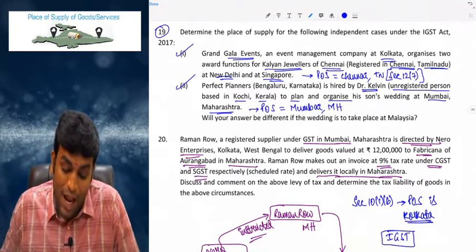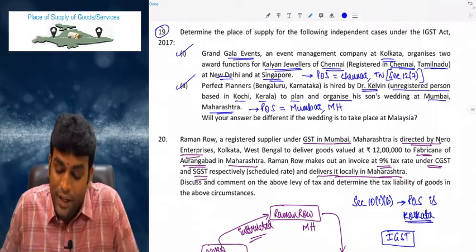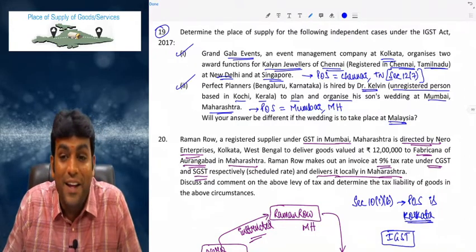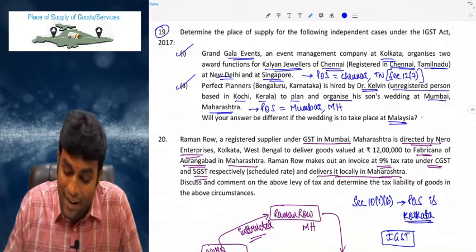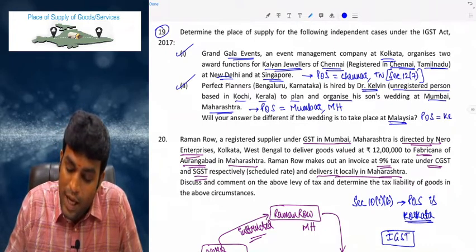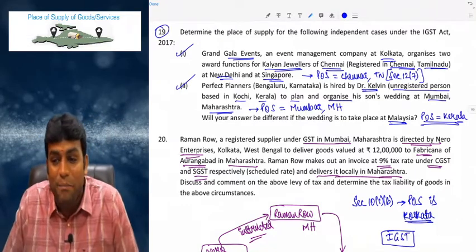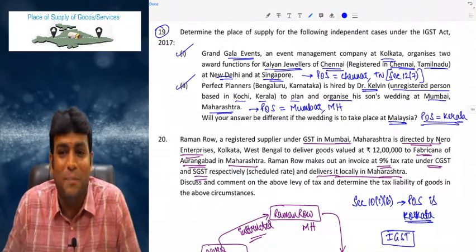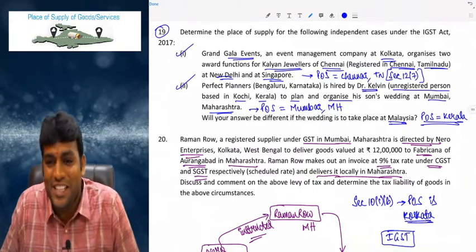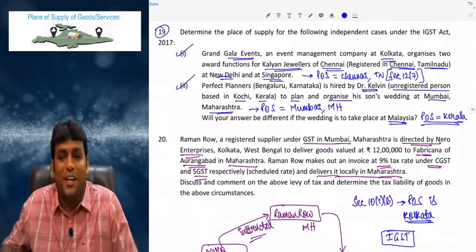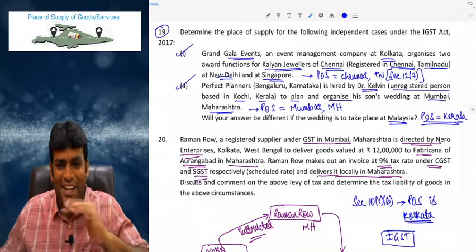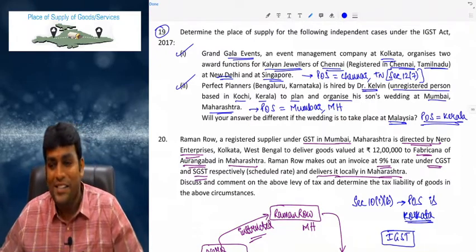Will your answer be different if the wedding is to take place in Malaysia? That means the wedding is outside India. Then POS will be Kerala. Why? Because if the wedding is outside India, then POS will be the location of the recipient. A very interesting and wonderful concept, my dear friends. That is the end of the story for section 12.7.